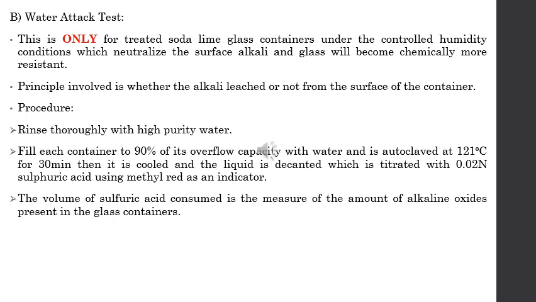So what is done is the container is rinsed thoroughly with water, and then it is filled with water and autoclaved at 121 degrees Celsius for 30 minutes, cooled, and then titrated with 0.02 normal sulfuric acid using methyl red as indicator, and the volume of sulfuric acid which is required for the color change is noted down.